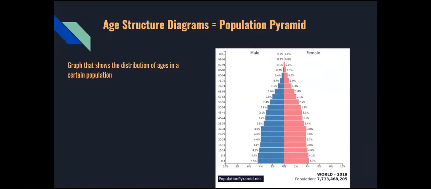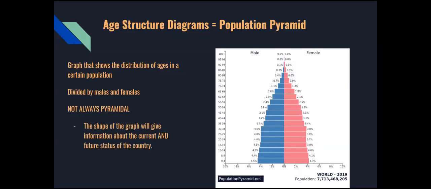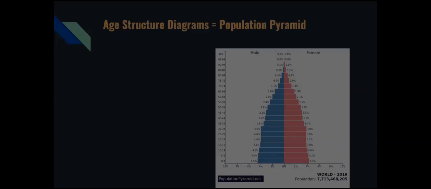So the picture on our side right here shows the whole world, but this could mostly be used for different countries. For example, Brazil, Japan, Africa. It's divided into two sides for males and females. And even though we call it a population pyramid, it is not always in the shape of a pyramid, and you'll see different examples in a few minutes. The shape of this graph is going to show us some information about the country's current status, as well as what the future holds for that country and its population.